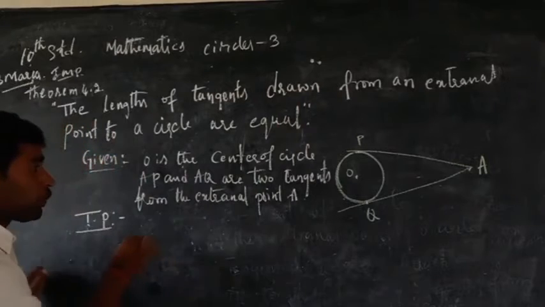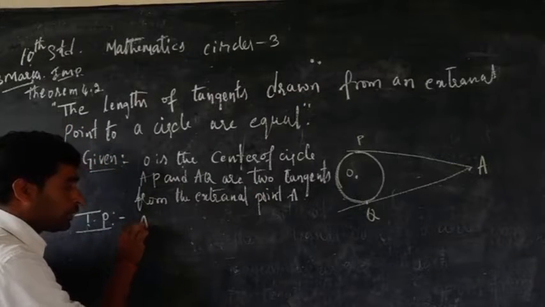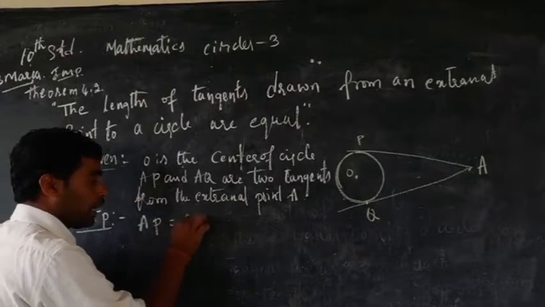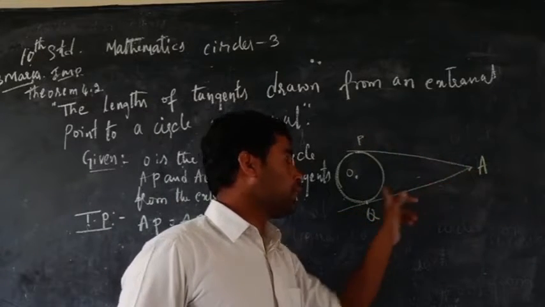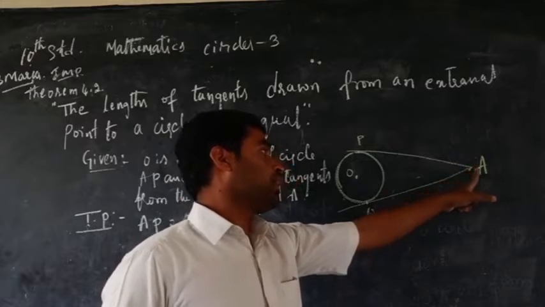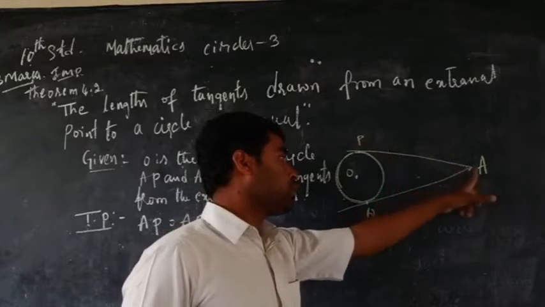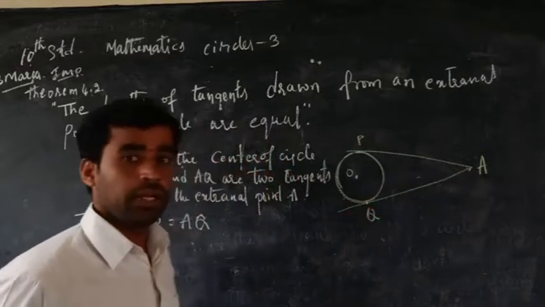So here we need to prove that the tangent AP is equal to the tangent AQ. We need to prove that the lengths of the two tangents from the external point of the circle are equal. So we have to prove that the length of AP is equal to the length of the tangent AQ.